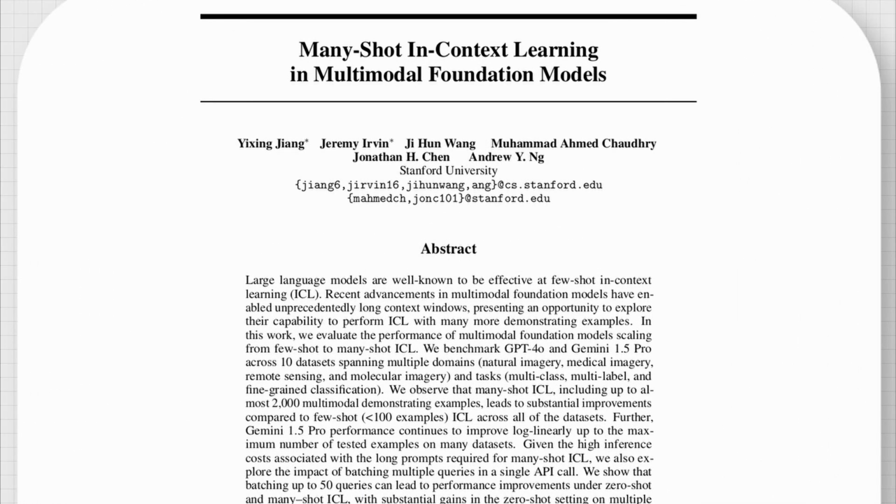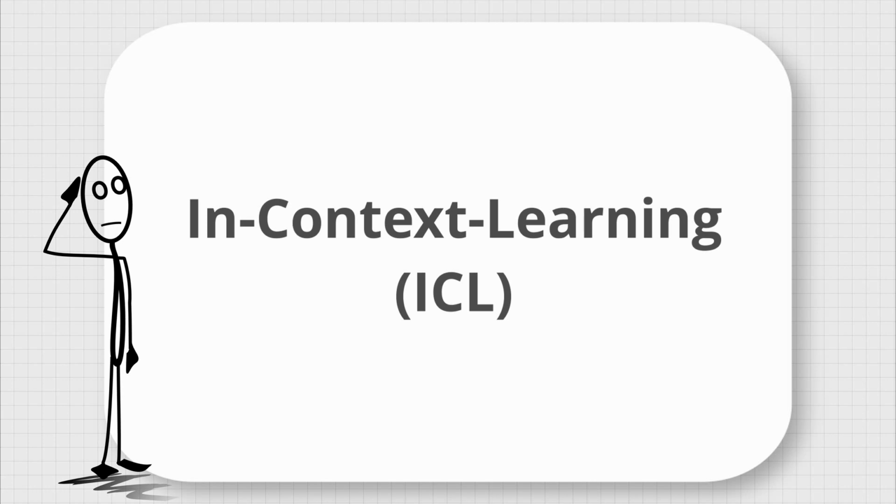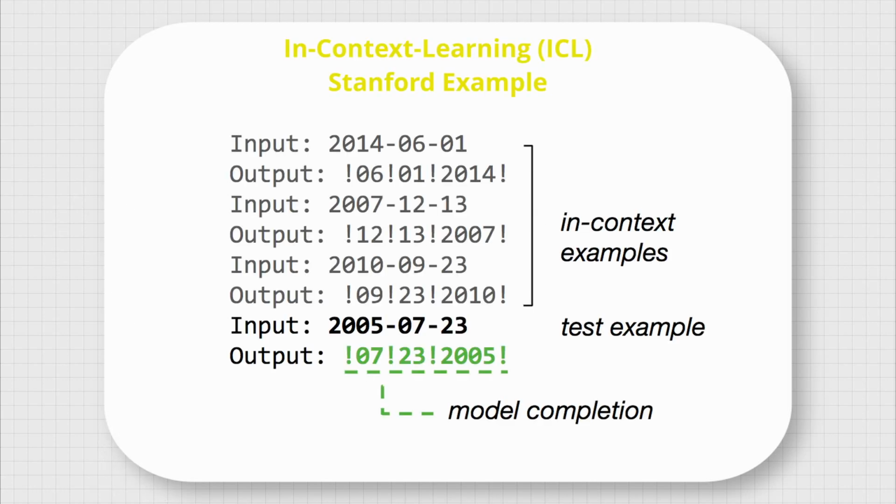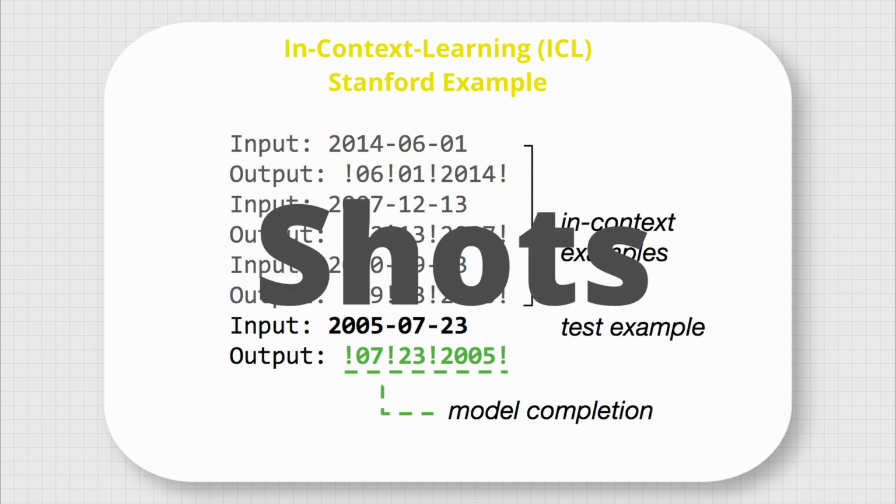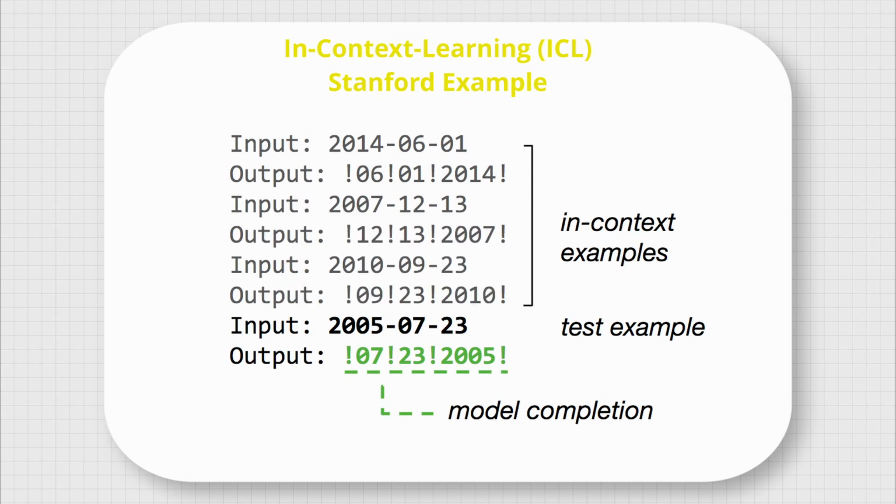Its opening sentences read, "Large language models are well known to be effective at few-shot in-context learning or ICL. Recent advancements in multimodal foundation models have enabled unprecedentedly long context windows, presenting an opportunity to explore their capability to perform ICL with many more demonstrating examples." If you are new to this concept, in-context learning is providing the LLM with some contextual examples, also called shots, before testing the model on the actual question or query.